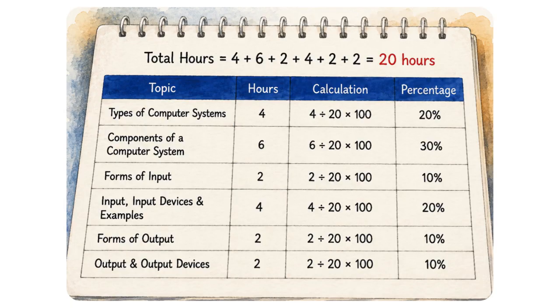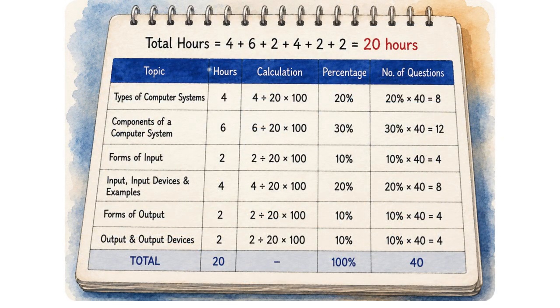Now that we have the percentage weightings, we need to determine how many questions should appear on the test. For this example, the test will contain 40 questions. The percentage weightings will be used to distribute those 40 questions across the topics. To calculate the number of questions for each topic, multiply the percentage weighting by the total number of questions on the test. For example, types of computer systems has a weighting of 20%. 20% of 40 equals 8 questions.